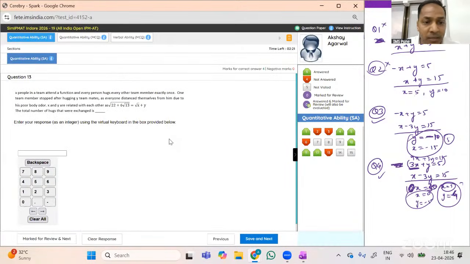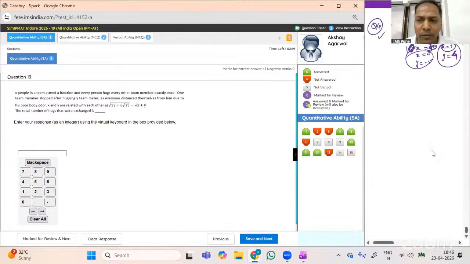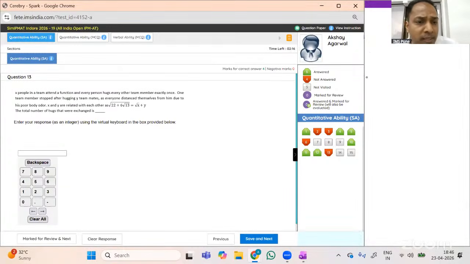2 minutes, something seconds. I think I'll have to be really fast in this one. So let's see. X people in a team attempt this. This is okay. I know the square root thing.